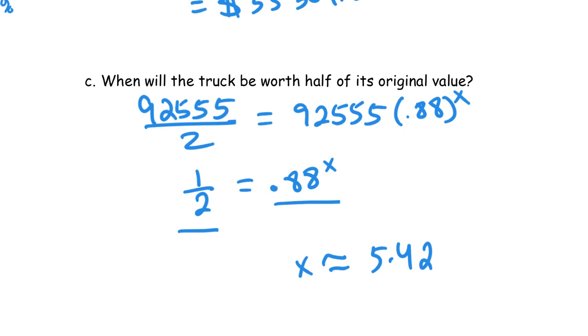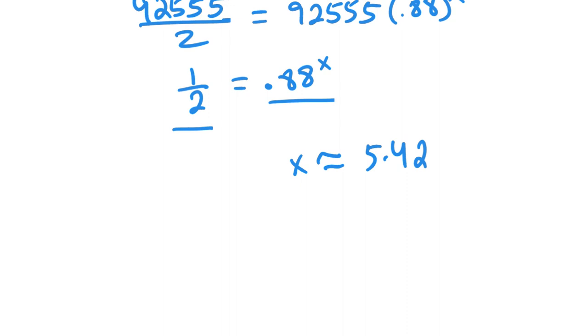Yeah, 5.42. We're looking for the x. Okay, y'all are messing me up. So this would be what, 5 years? Okay, subtract the 5. How many months are in a year? So take that 0.42, which is part of a year, and multiply it by 12.